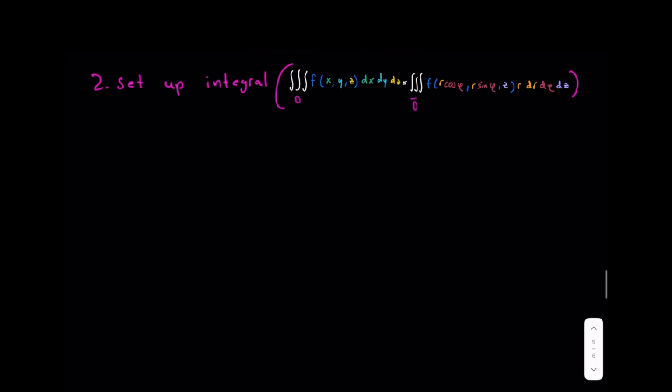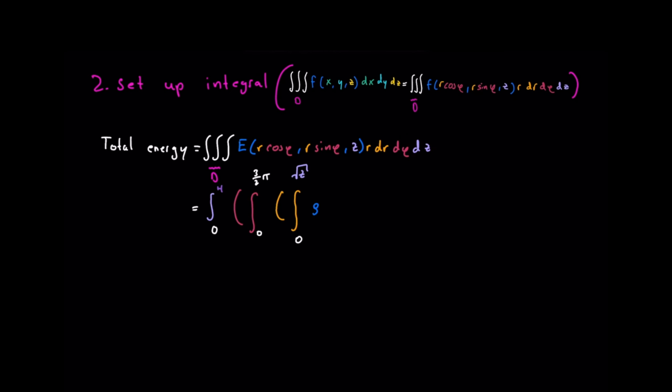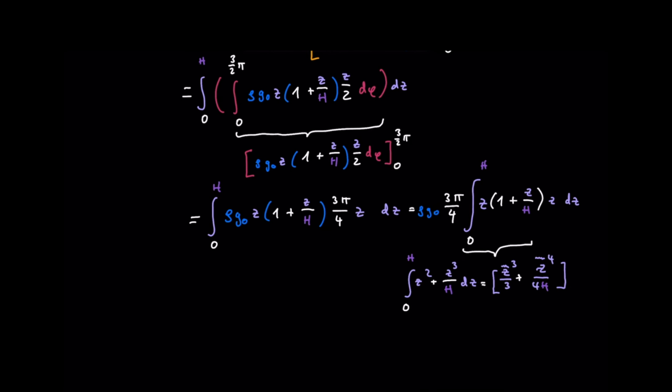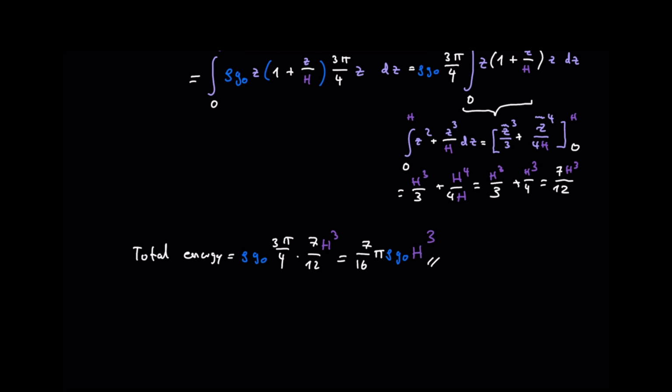Step 2, set up the integral. The total energy is given as following. Step 3, solve the integral. After solving, the total energy stored is 7 pi over 16 times h cubed times rho times g naught.